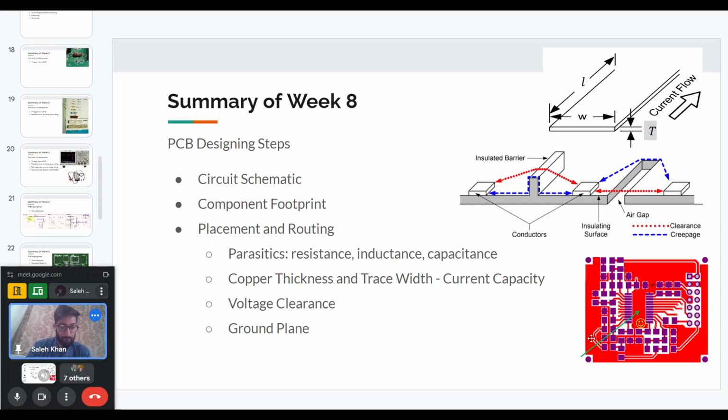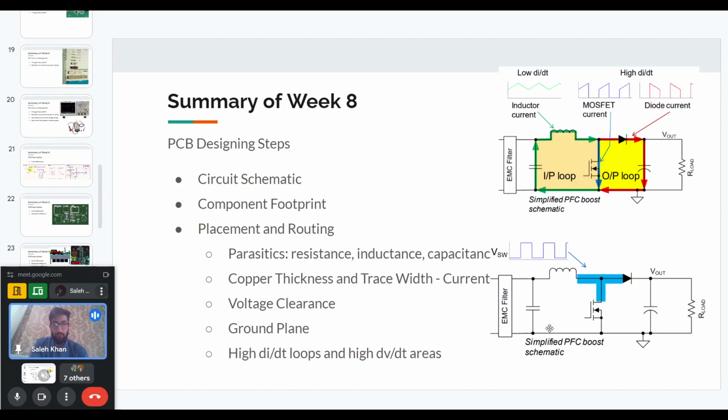And in general, the ground plane will also provide some noise immunity, and there are some other rules as well related to the ground plane. But in general, one plane is reserved for ground so as to minimize these parasitic resistances and inductances.